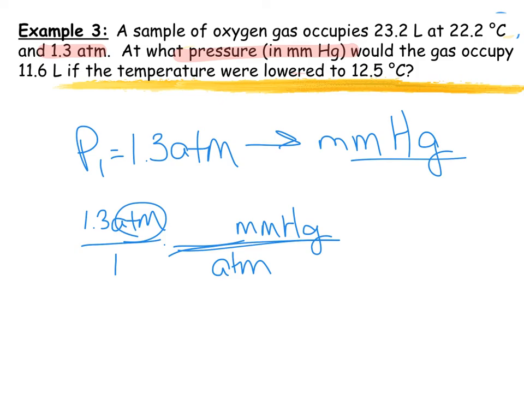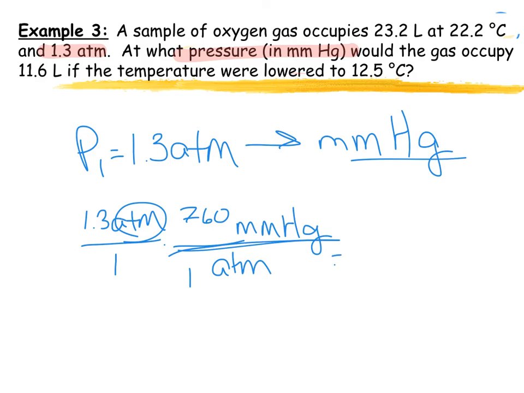We need a conversion factor. 1 atm is equal to 760 millimeters of mercury. Conversion factors are made up of things that have different units but equal each other. For example, 1 hour equals 60 minutes. You could use 60 minutes over 1 hour or vice versa. So for this conversion factor, I'm using 760 millimeters of mercury over 1 atm.